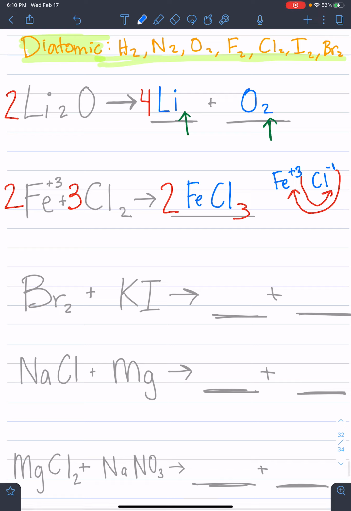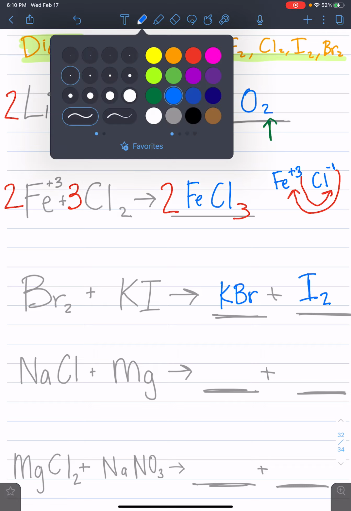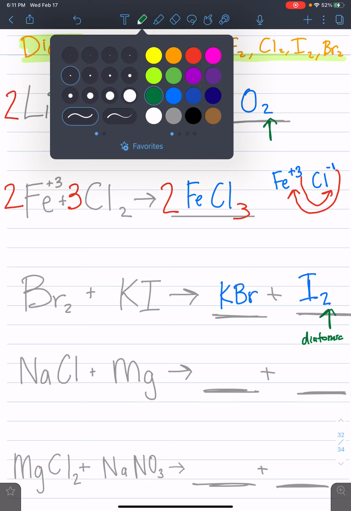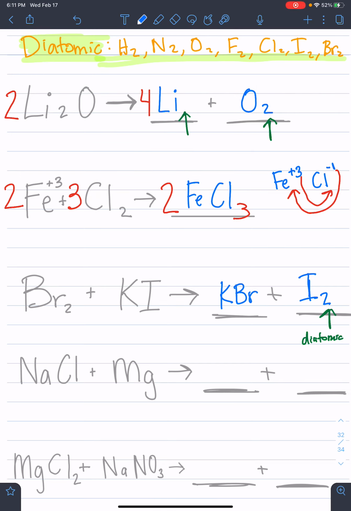You should get KBr, and then you should get I, and then you should get a 2 down here. Remember, this 2 down here comes from it being a diatomic molecule. Now let's look at our KBr and see if we need any charges there. So we have K, it has a +1 charge. Br, it has a -1 charge. Those balance. You don't need any numbers down at the bottom.